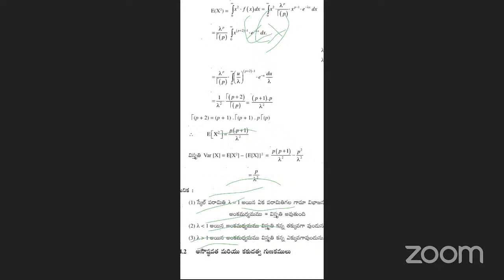So the variance of x is 1 by lambda squared, and the mean is 1 by lambda. If you substitute lambda equal to 1 in the gamma distribution, its mean and variance are equal. If lambda is less than 1, the mean is less than the variance. If lambda is greater than 1, the mean is greater than the variance.